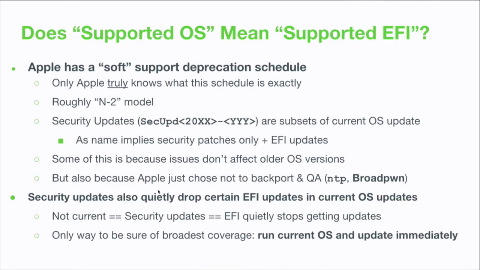So, as mentioned, Apple tends to support the current latest version of its OS and then the previous two. So right now, 10.13 is the most recent. 10.12 and 10.11 are considered still under security support, and being still under security support, they will get issued security patches. So the security updates that you see being released alongside 10.13.1 will also come out with a security update for 10.12 and a security update for 10.11. So it's this kind of N-2 rule.